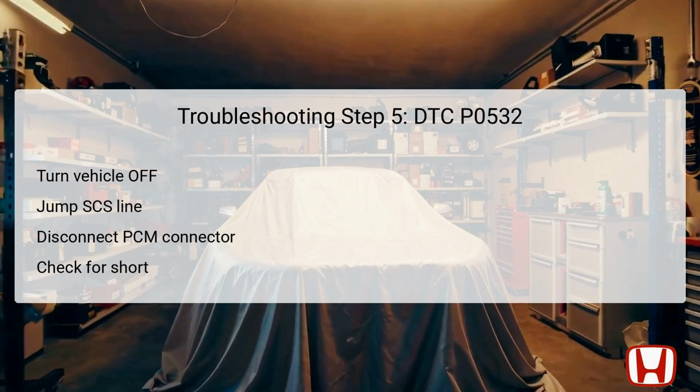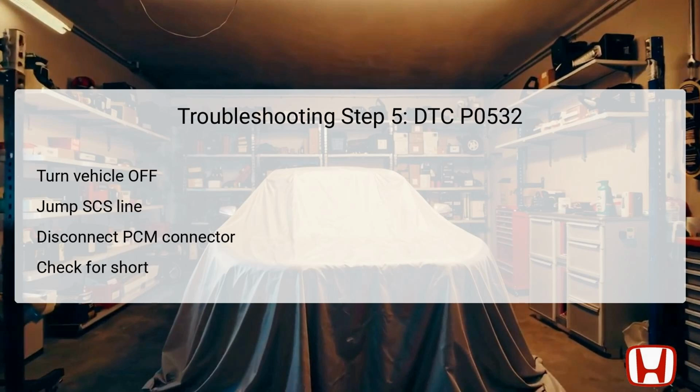In the fifth and final troubleshooting step, begin by ensuring the vehicle is turned off. Similar to previous steps, jump the SCS line with the HDS tool. Afterward, disconnect the PCM connector E, which houses multiple pins that communicate with the AC pressure sensor. At this point, you will conduct another continuity check. This time, it involves checking between pin 2 of the AC pressure sensor and the vehicle's body ground.